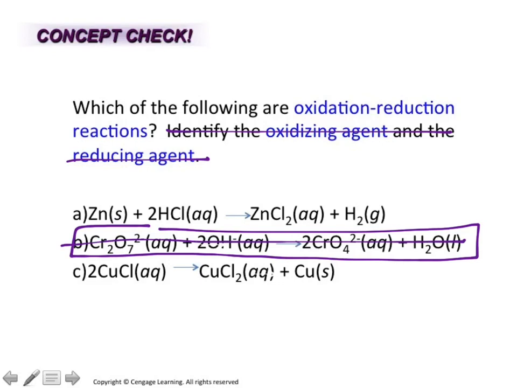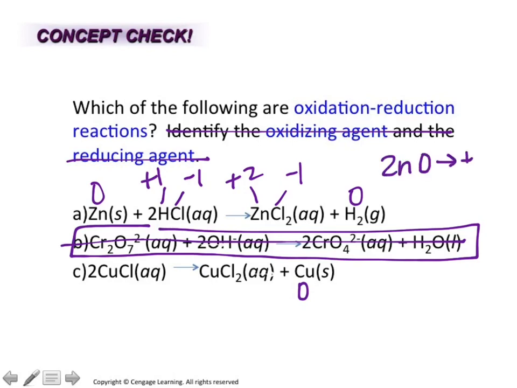So if we were to do this real quick, all my free elements have an oxidation number of 0. Hydrogen's charge is a +1, chlorine's a -1, zinc's a +2, chlorine's a -1. So zinc goes from being a 0 to a +2. Hydrogen goes from being a +1 to a 0. So hydrogen is reduced and zinc is oxidized. Why does zinc start at 0? It's over here. It's a free element. Free elements have an oxidation number of 0.